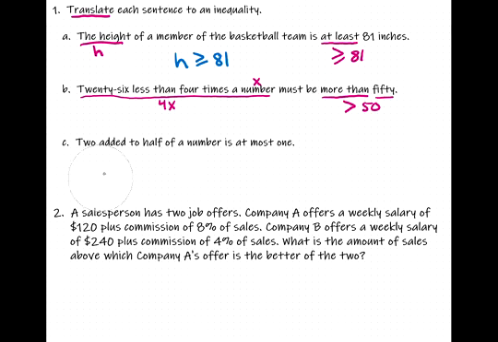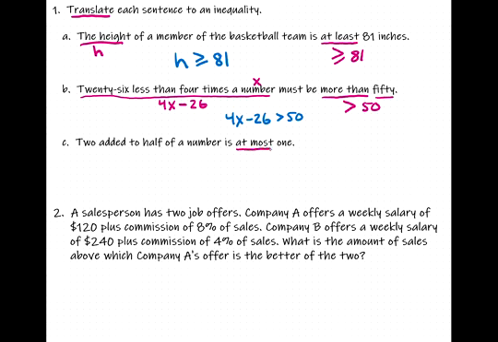26 less than means we have to subtract away the 26. So it would actually be 4 times a number, which is the 4x, minus the 26. So our inequality for part B would be 4x minus 26 is greater than, which is more than, 50. And then for part C, 2 added to half of a number is at most 1.